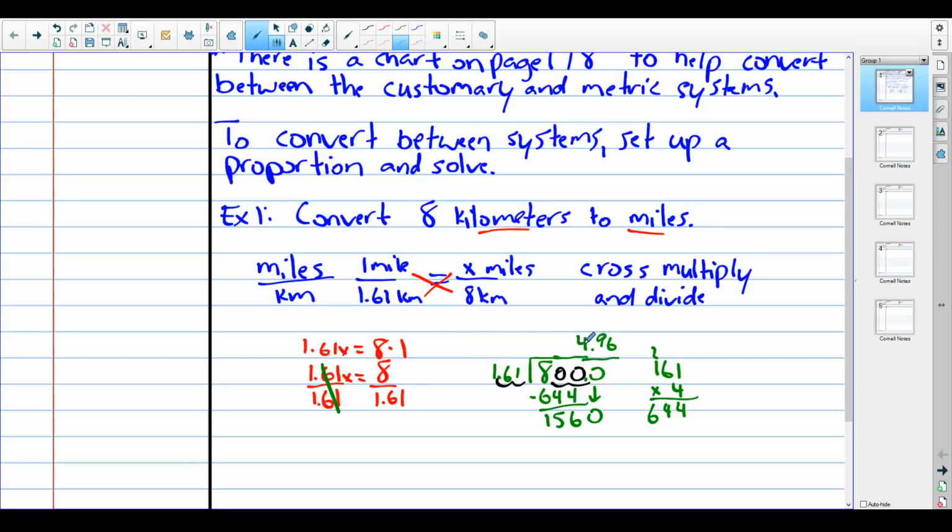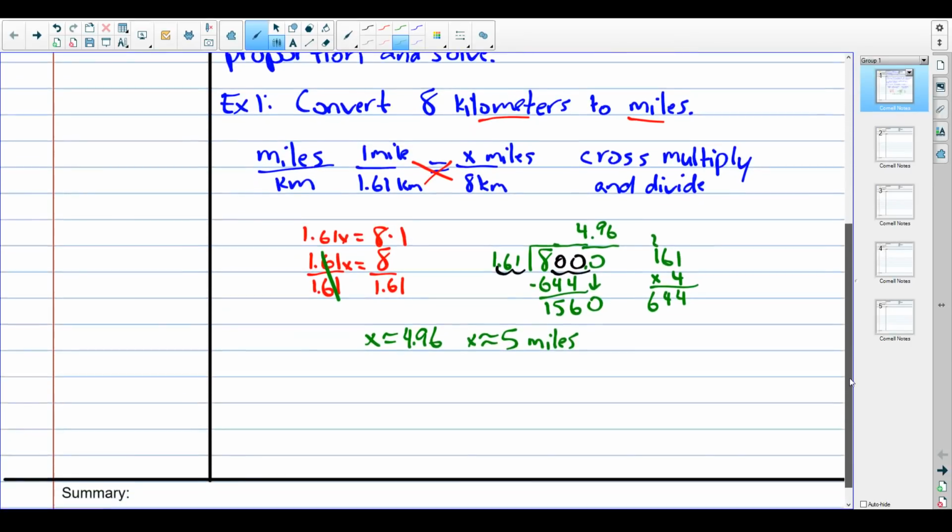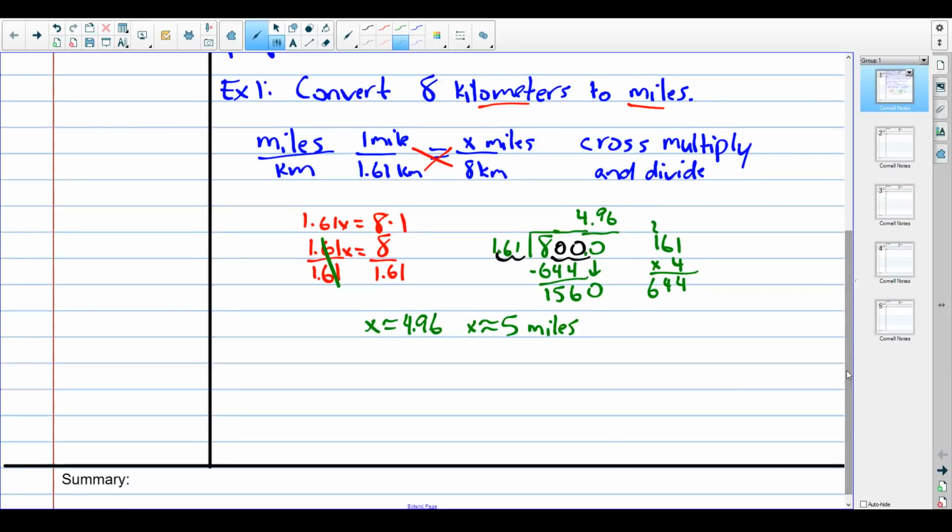So 4.96 is pretty close to 5. So if x equals 4.96, then we can say x is about 5, and our final answer is in miles. Depending on what they say, 4.96 is an exact answer, but just to say 5 miles is a little bit cleaner. So just answer however they want you to. Okie dokie. Okay.